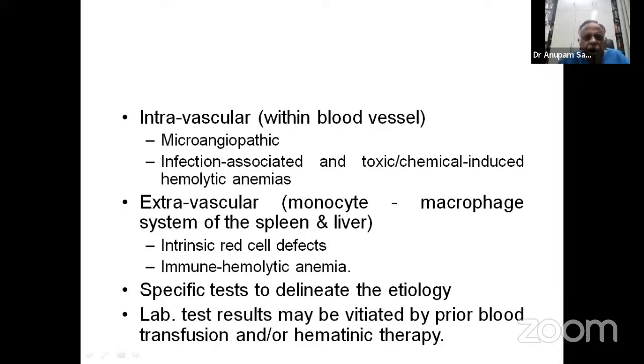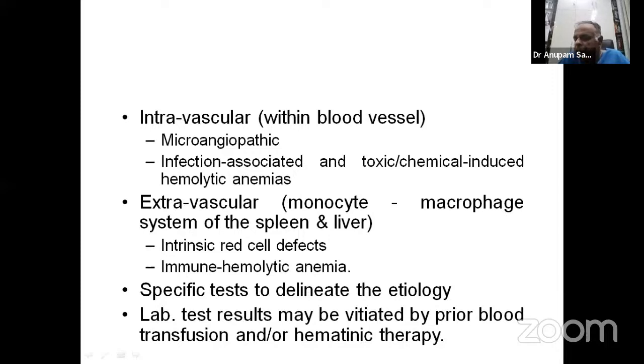Extravascular is if you have an RBC coated with some antibody, and they are removed by the monocyte macrophage system of the spleen and liver. This can also lead to an extravascular destruction of the RBC. Then, once we have done that, we have to do tests to delineate the exact etiology. The lab test results may be vitiated by prior blood transfusion and/or hematinic therapy.